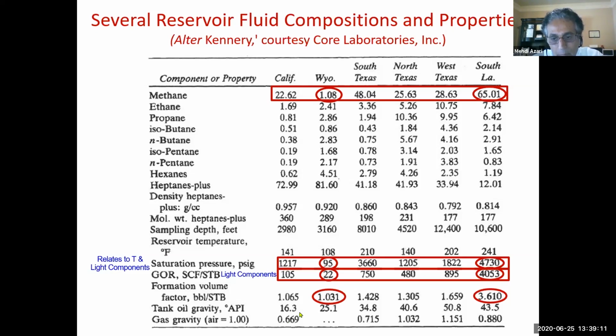And then the API gravity, obviously this has high API gravity, this has the lowest API gravity.